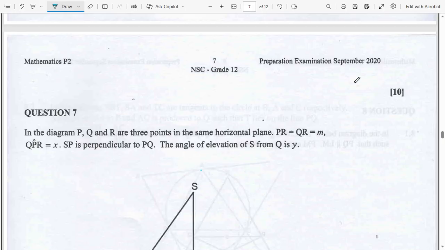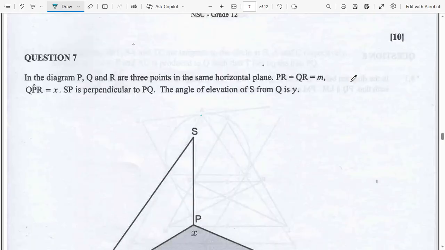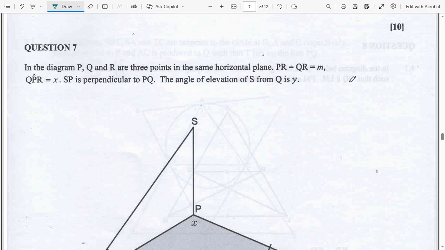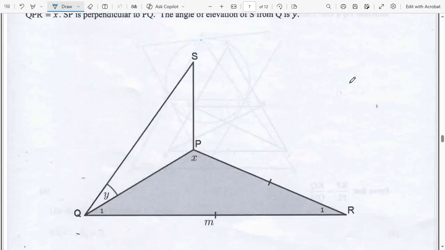Right. So, looking at this question, they say in the diagram P, Q and R are 3 points in the same horizontal plane, and PR is equal to QR, which is equal to M. Let me go and write that on the diagram because I can see that on the diagram this side is equal to that side, which makes this part here to also be M. I hope you can see that one.